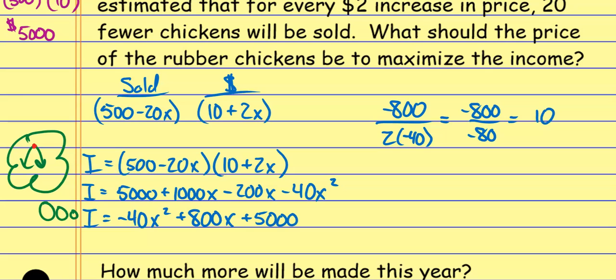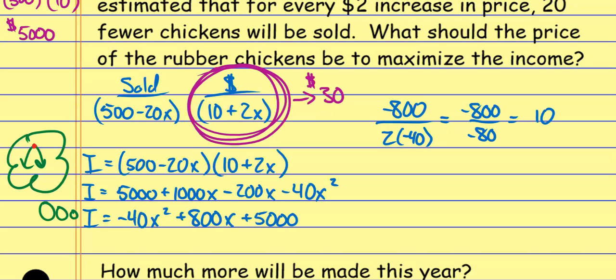But now it asks me, that's the x value. That's how many times I should increase the price. If I want to find the price, well, I've got a nice little equation right here. There's the price. It's 10 plus 2x. So if maximizing the income is an x value of 10, I just have to plug a 10 in here. And if I plug a 10 in for x, I get 10 plus 20, which is 30. Whew, that is quite the increase. So it's saying that I should sell these for $30. Which means I'm going to lose a lot of customers, okay?